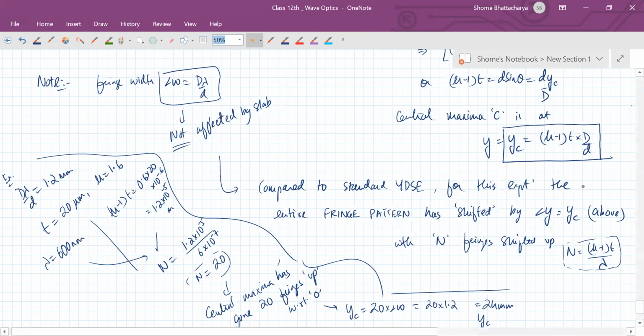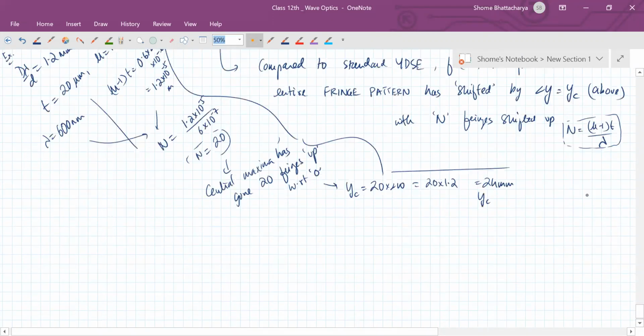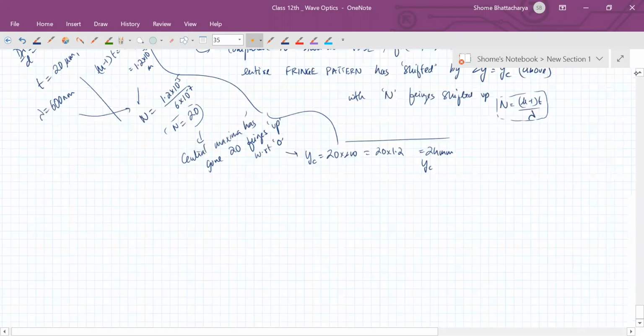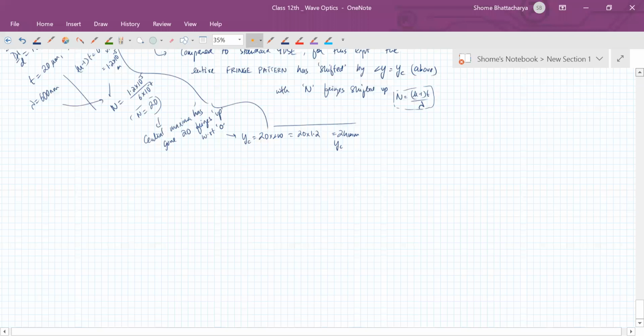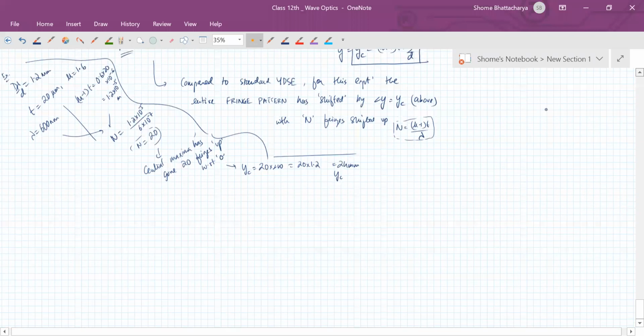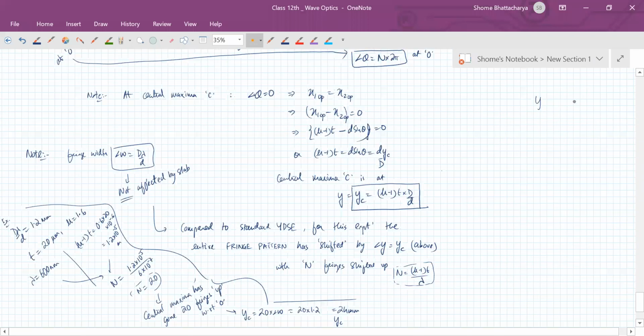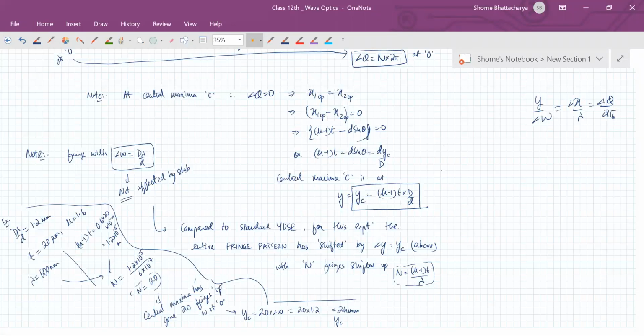Okay, so again, these type of calculations become easy to do by using the proportionality concepts that we had discussed earlier between path, position, and phase. That is this thing, that y by delta W is equal to delta x by lambda is equal to delta phi by 2 pi. This proportionality always works as long as capital D is very large compared to small d.